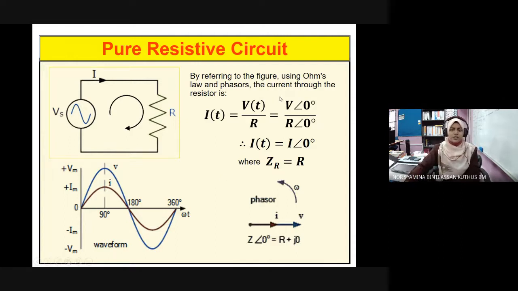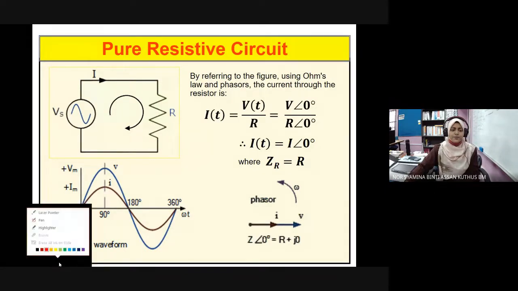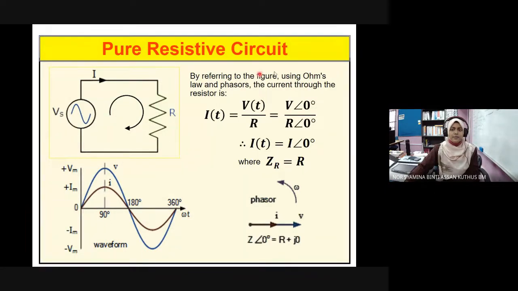So by referring to the figure, contoh tengok yang atas ini saja, using Ohm's law. By using Ohm's law and phasor diagram, current through the resistor adalah kita guna Ohm's law kan. Okay, Ohm's law I equals to V over R. V dengan I dekat sini real. So 0, R 0. Okay, I pun adalah 0. Apa itu ZR? Kita akan tengok kejap lagi. Ini sekadar nota sahaja when we are doing the examples. I hope you are able to see lah.